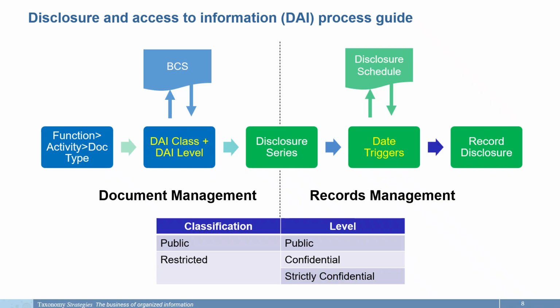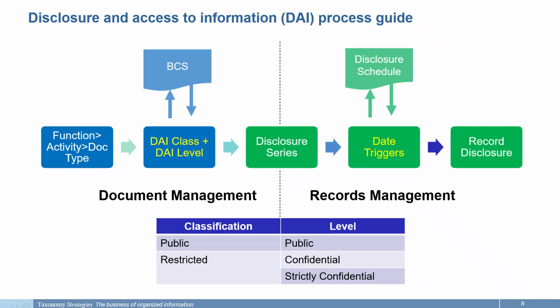Similarly, classifying documents with the Business Classification Schema enables compliance with disclosure and access to information policy. In the Business Classification Schema, the security classification is initially set at the function level. While the security classification is inherited hierarchically, it can be overridden at any level and further inherited.